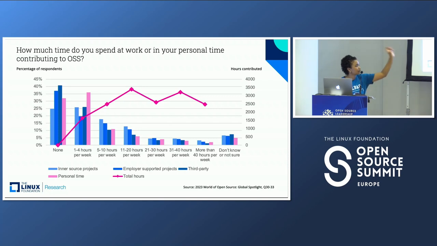And then on the right axis, it's about the total hours contributed, and I just wanted to add that to the graph so that people can see that even the 1 or 2 hours per week do add up, and that means a lot of hours, even though there's just a few people contributing more than 40 hours, and that adds up as well. So all contributions are equally important, and hopefully employers see that.